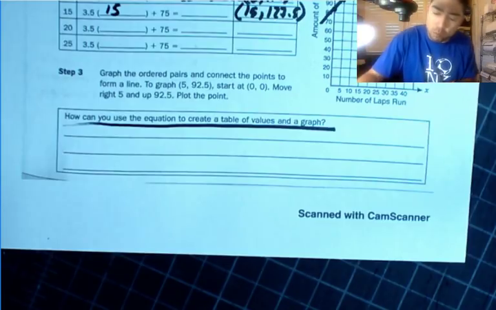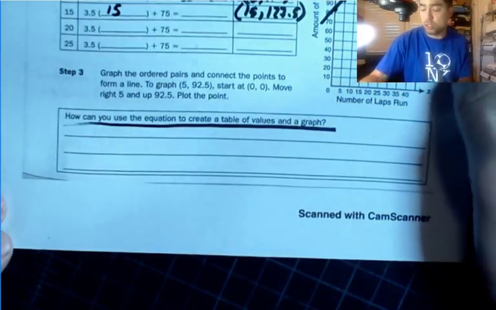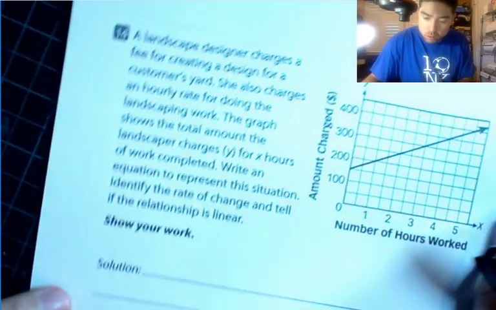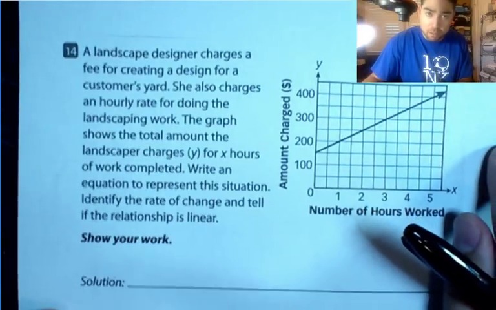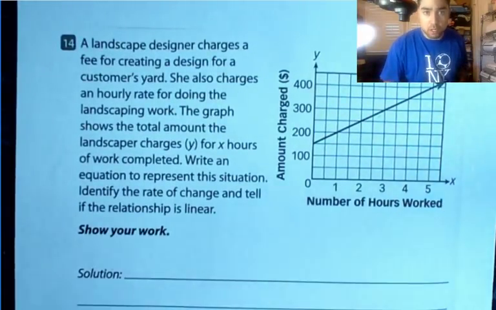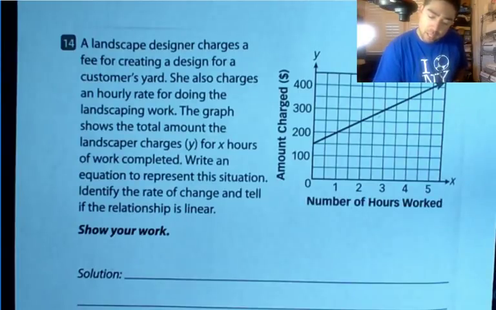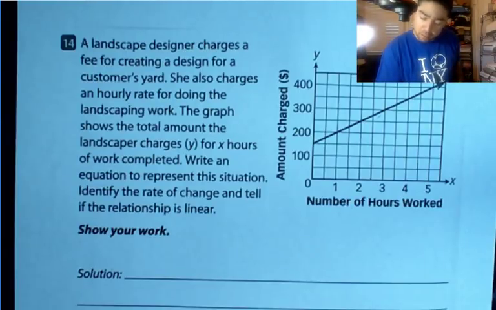So we're going to look at one more problem. Again, these are in your notes. A landscape designer charges a fee for creating a design for a customer's yard. She also charges an hourly rate for doing the landscaping work. The graph shows the total amount the landscaper charges for X hours of work completed. Write an equation to represent the situation. Identify the rate of change and tell if the relationship is linear.